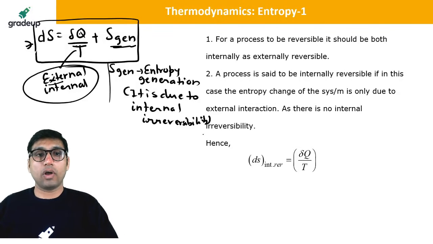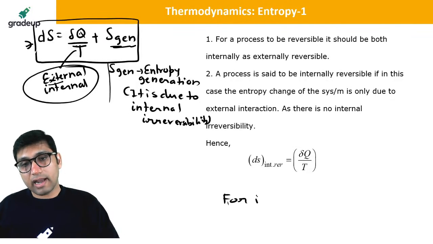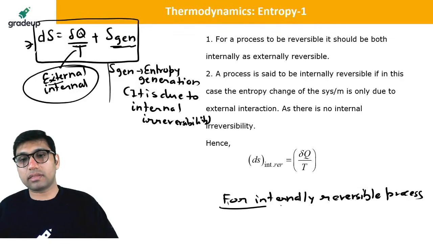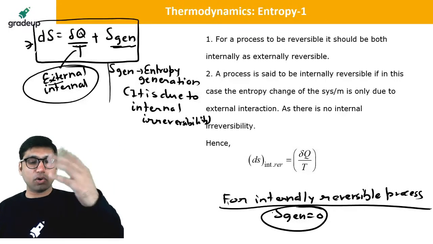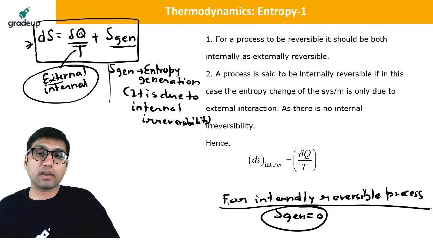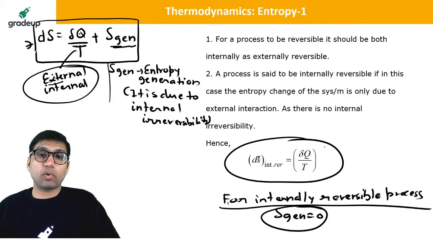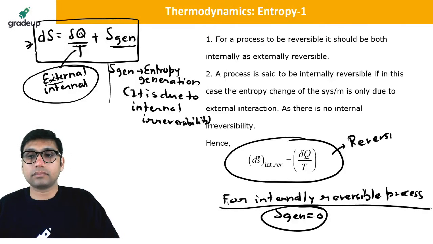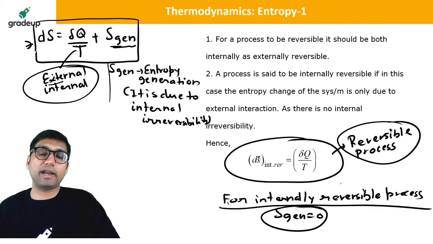Total entropy varies. Now, for an internally reversible process, or for a reversible process, tell me, will there be any entropy generation? No, entropy generation will be 0 for a reversible process. In that situation, the total entropy change will only be equal to del Q by T. For a reversible process, the total entropy change is equal to del Q by T.